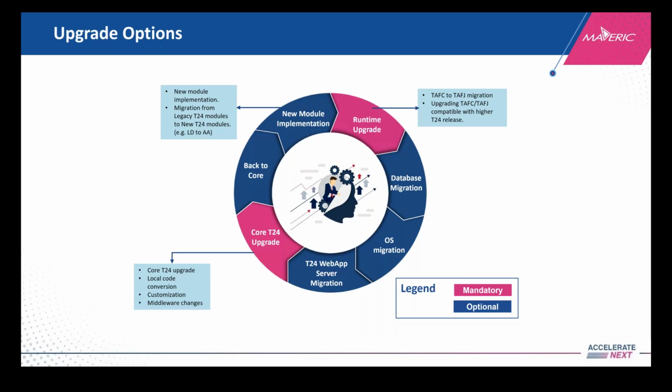Then comes your T24 application upgrade or the core T24 upgrade. So in this specific session, you will be taken through these two aspects of mandatory activities, which are runtime upgrade and core application upgrade. Once the core application upgrade happens, there are two things that might happen. One, you decide only to go with the technical upgrade, essentially meaning that you are moving from a lower release to a higher release and just taking advantage of the newer version's features that are available.